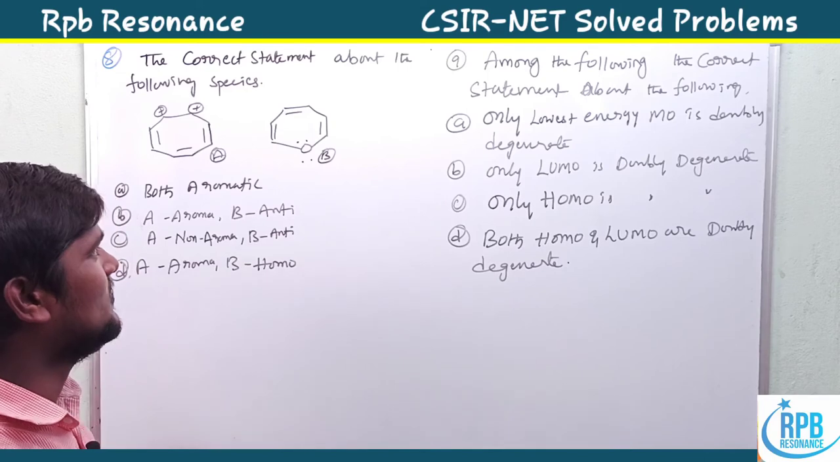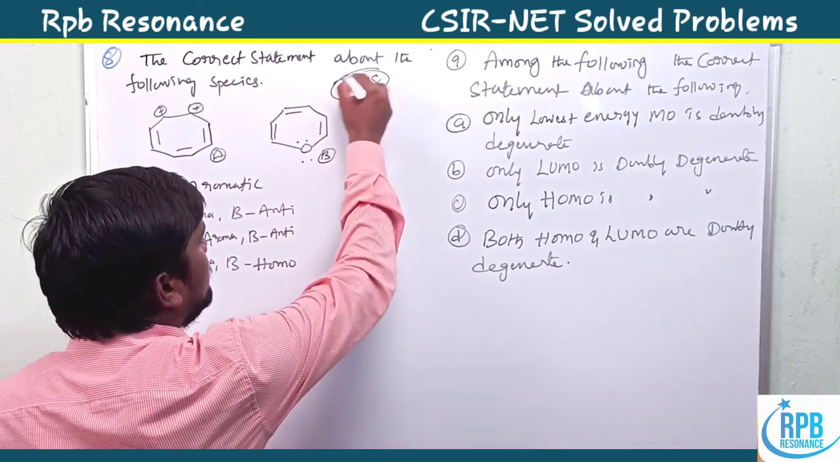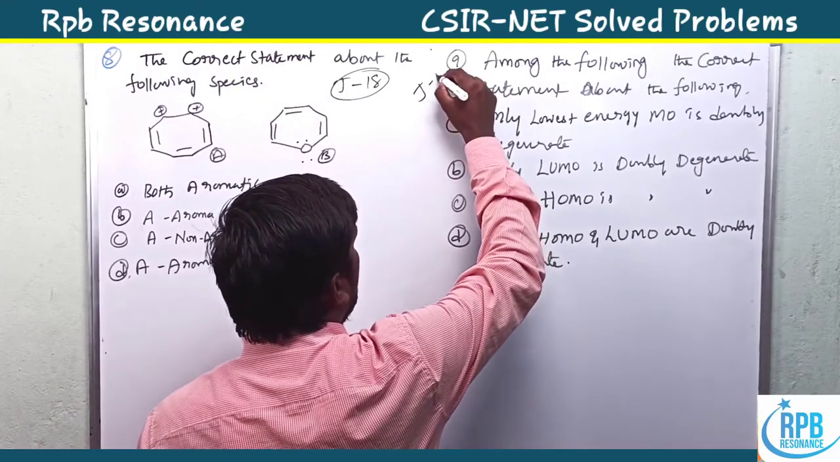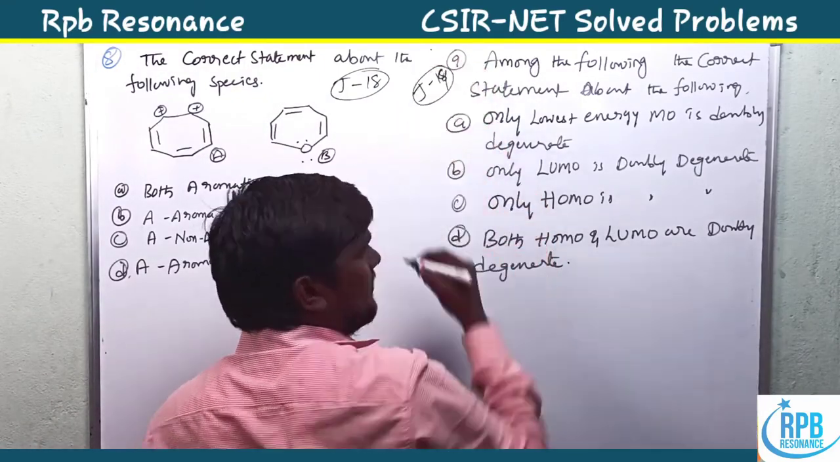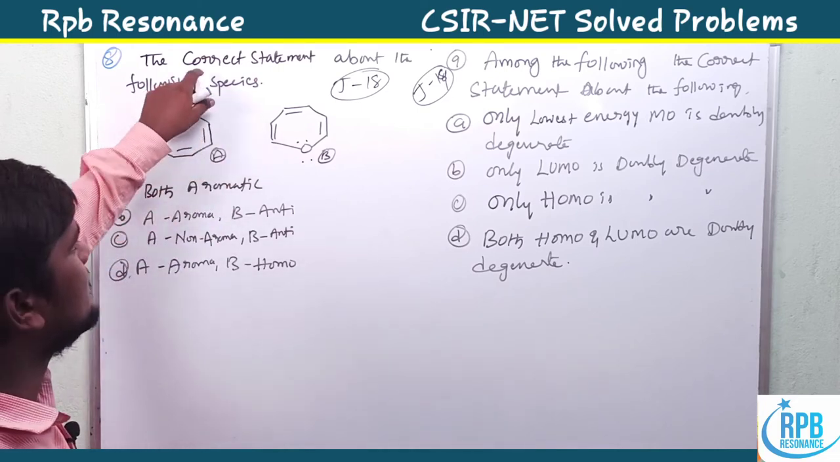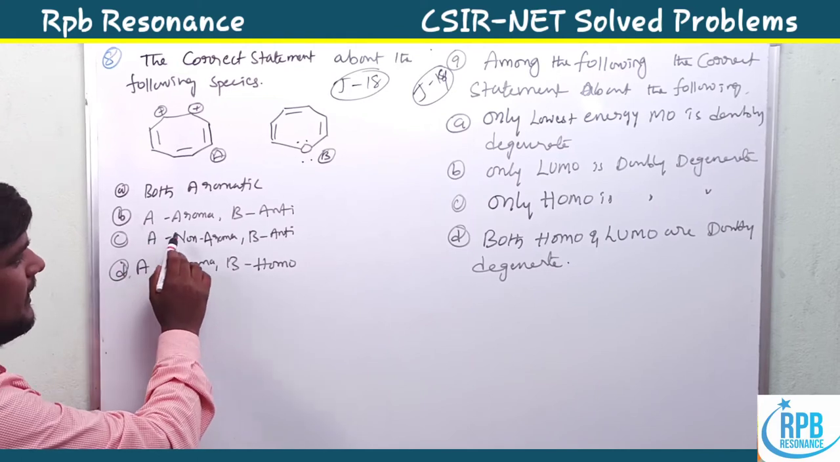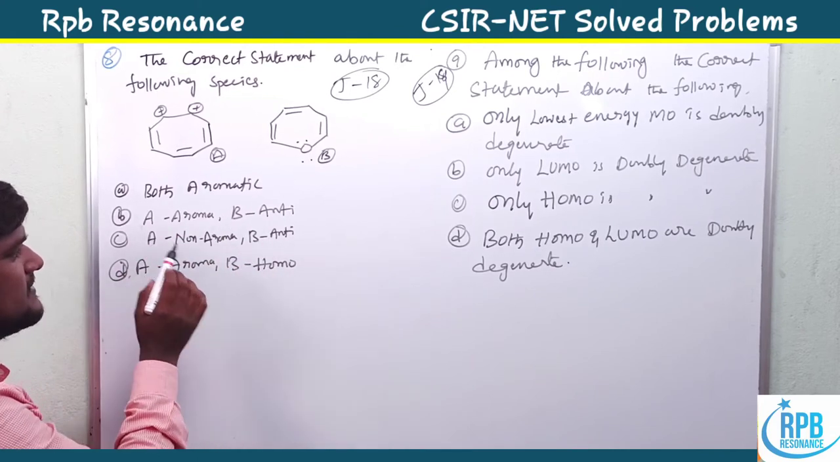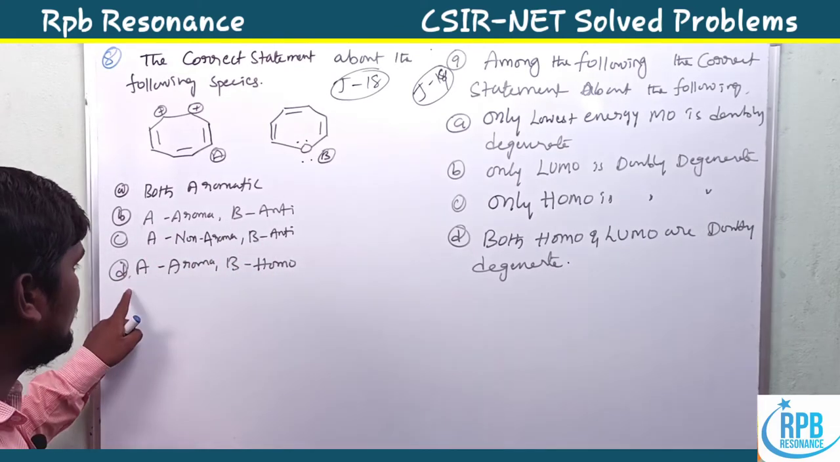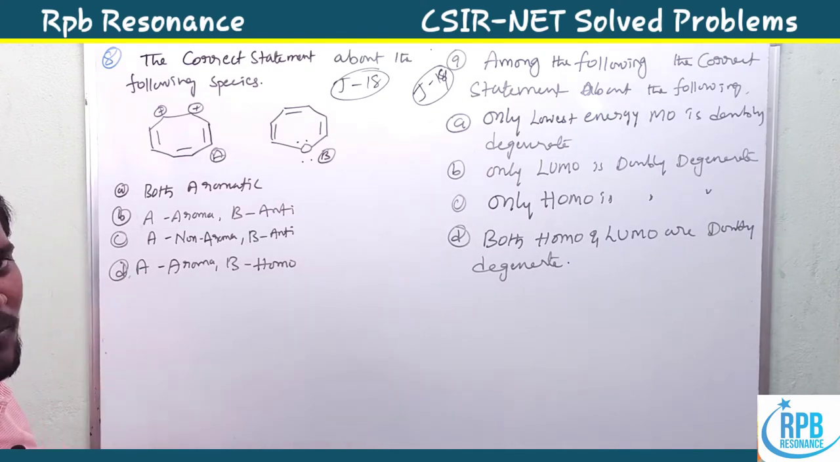Okay, now let's move on to these problems. This is given in June 2019. These are 4 marker questions. So this is the 2 marker question. The correct statement about the following species. Options: both are aromatic; A aromatic, B anti-aromatic; A non-aromatic, B anti-aromatic; A is aromatic, B is homoaromatic.